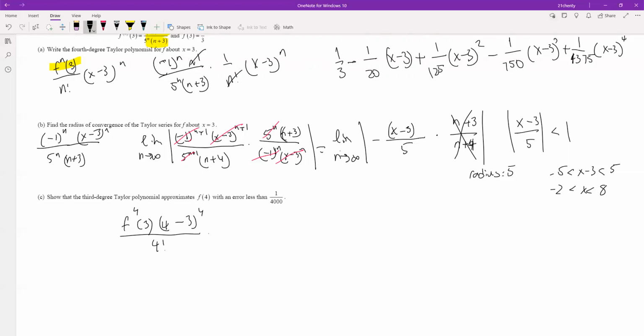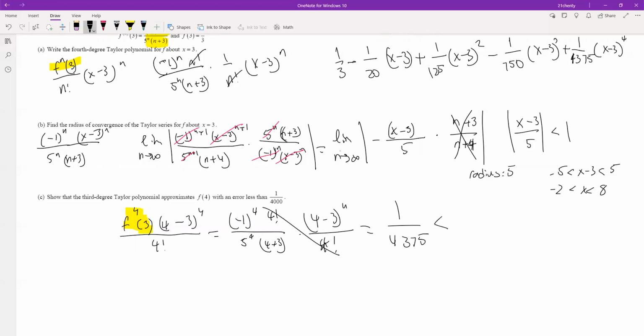And then this, since we have the formula for this part, it equals negative 1 to the 4th times 4 factorial over 5 to the 4th times 4 plus 3, or 7, and then times 1 over 4 factorial, so this cancels out. And we're left with 1 over 5 to the 4th times 7, or this, which is less than 1 over 4,000. All right, that's part C.